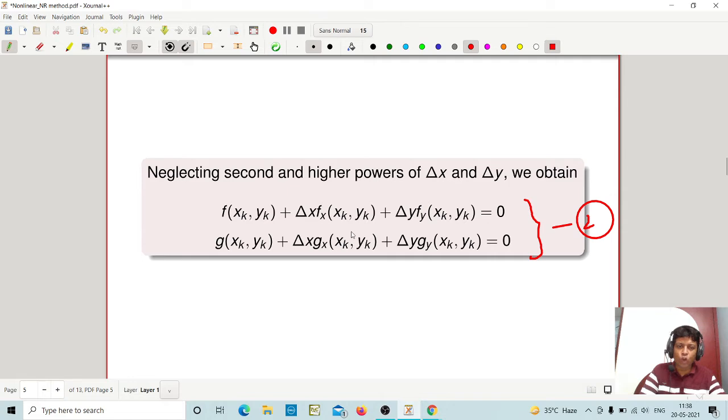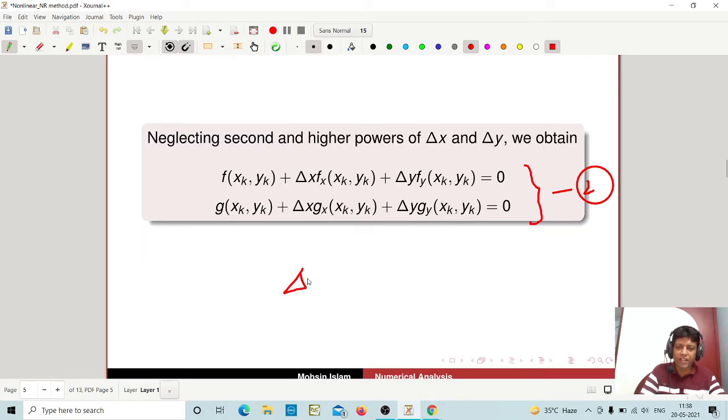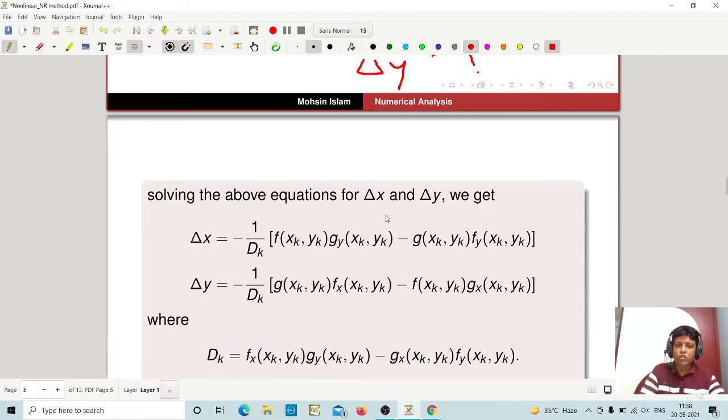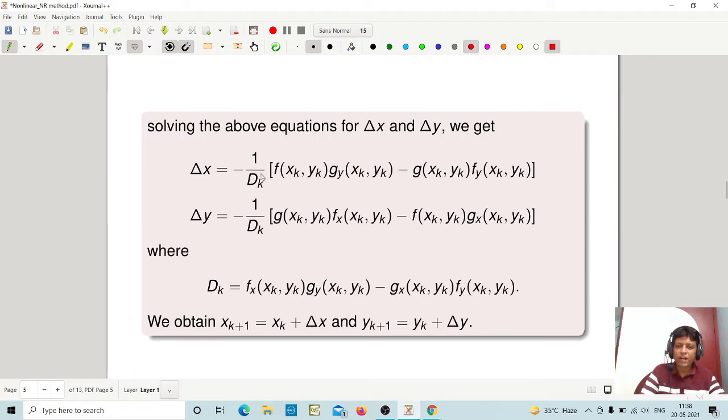Now we can solve these two equations simultaneously for delta x and delta y, right? You can get the values of delta x and delta y by solving simultaneously. So you will get these relations: delta x is given by minus 1 by dk times (f gy minus g fy), and delta y is given by minus 1 by dk times (g fx minus f gx), where dk is fx gy minus gx fy. You can easily check that this is the solution.